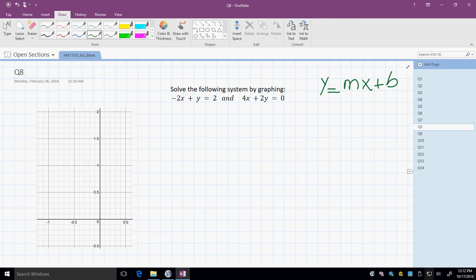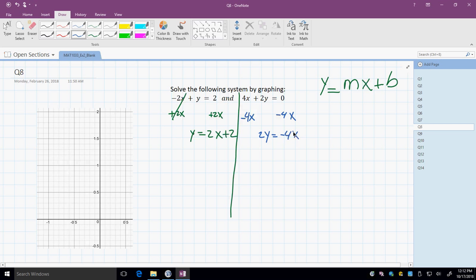So if we solve both of them for y, I'm going to add 2x in both sides of the equal sign. Cancel. Now I have y equals 2x plus 2. I'm going to do exactly the same thing in the other side. I'm going to subtract 4x both sides. Now I have 2y equals negative 4x. I'm going to divide by 2, cancel. Now I have y equals negative 2x.